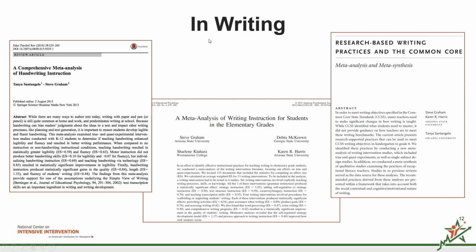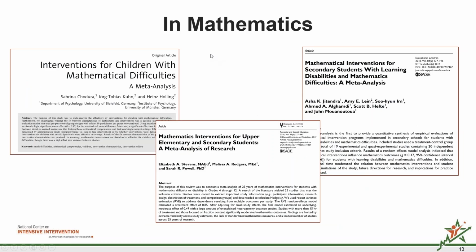Not only do we see this in writing, but we also see this in the area of mathematics. So here are a few syntheses that have been done at the elementary and secondary levels that have come out in the past few years. And across these syntheses, they identified explicit instruction as one of the primary components of effective mathematics intervention. And not only do we see this in reading, writing, and mathematics, but there was also a recent synthesis that came out in science talking about the necessity of explicit vocabulary instruction for students in science. And you'll see that on the next slide there.